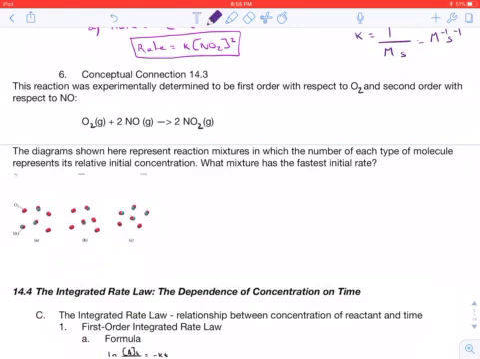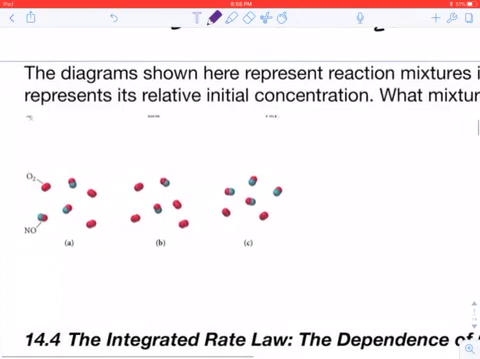Let's finish this out with a conceptual example. This reaction was experimentally determined to be first order with respect to O2. So rate equals K times O2 first, and second order with respect to NO. It says the diagrams here show the reaction mixtures in which each type of molecule represents the relative initial concentration. What mixture has the fastest initial rate? So let's look at that.